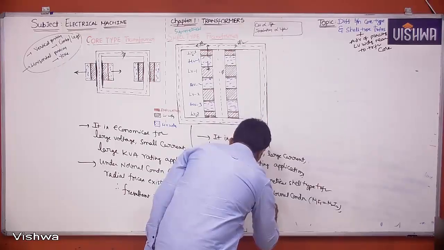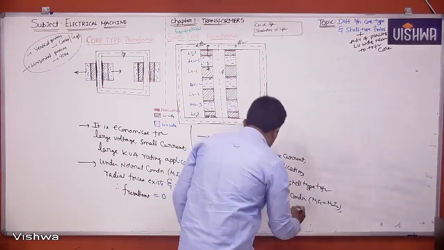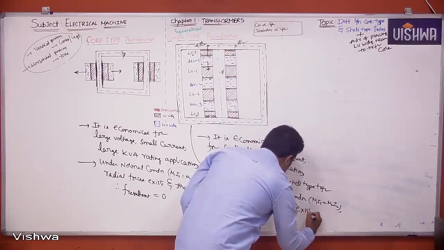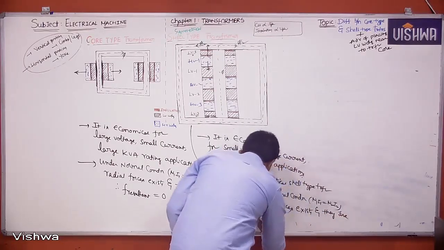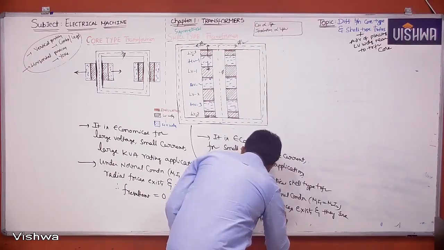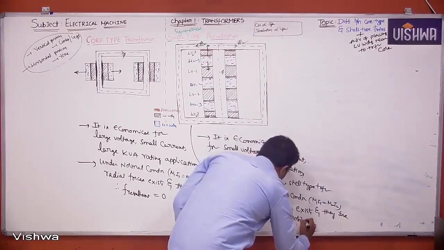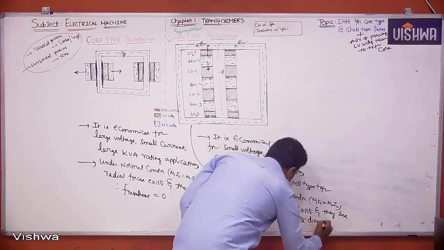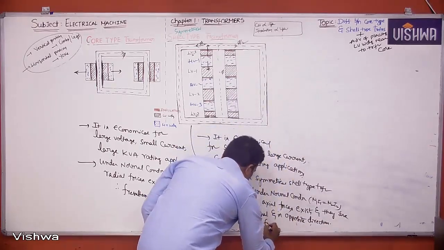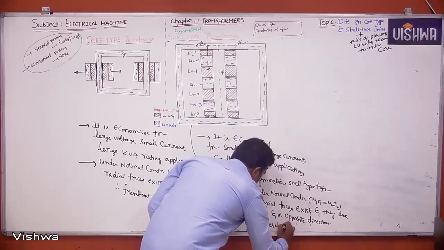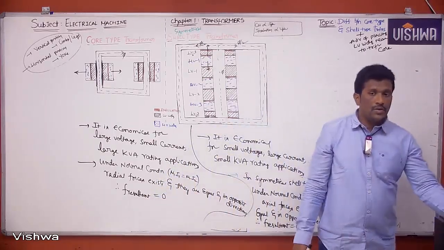Axial forces, I can write here. Axial forces exist and they are equal and in opposite direction. Thereby resultant force equals how much? Resultant force equal to 0. Resultant force will equal to 0.